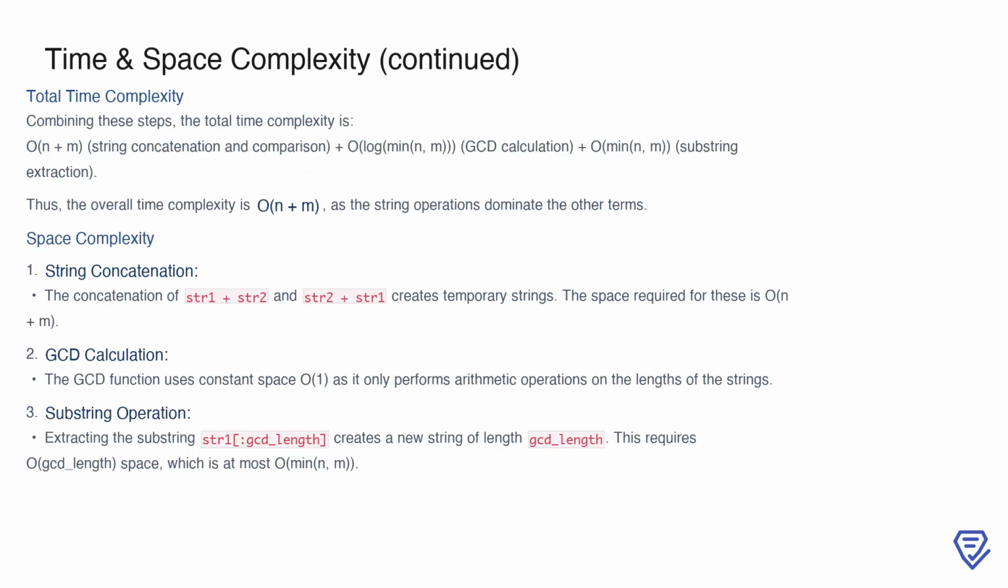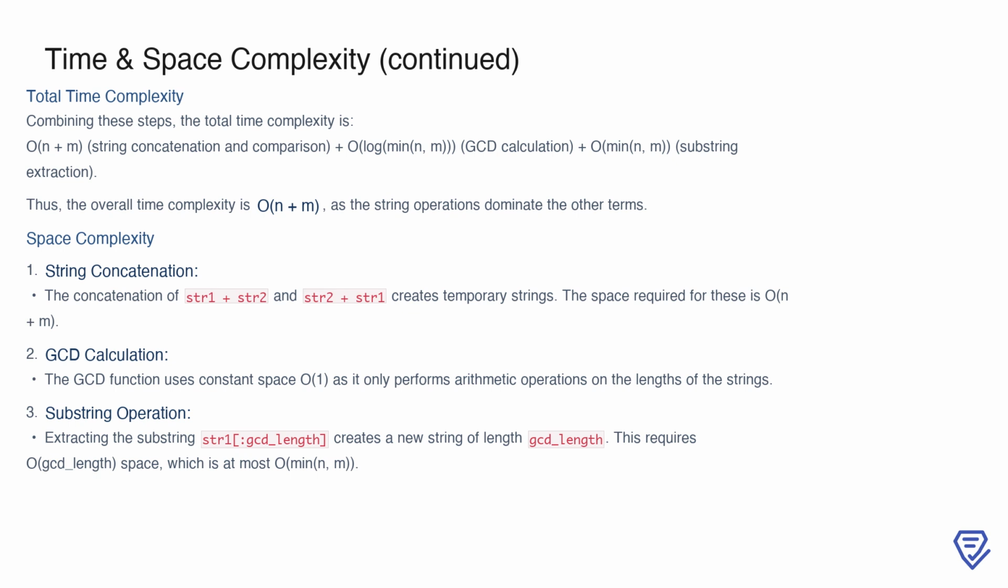Now, combining the complexities of all the steps, the total time complexity becomes O(n + m) for the string concatenation and comparison, plus O(log(min(n, m))) for the GCD calculation, and finally O(min(n, m)) for the substring extraction. Among these, the dominant term is O(n + m), as the string operations take the most time. Therefore, the overall time complexity of this solution is O(n + m).